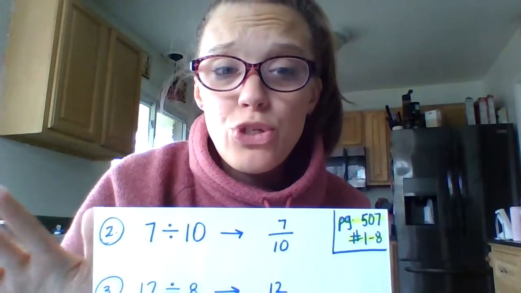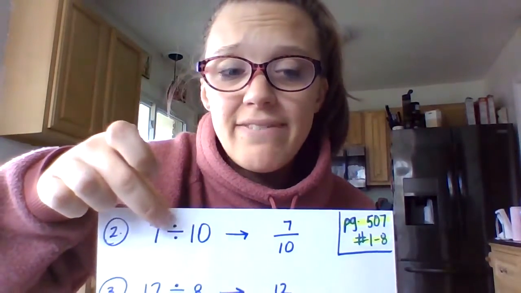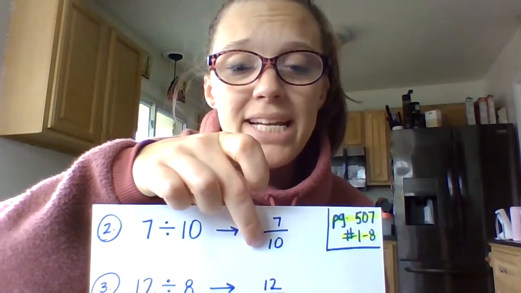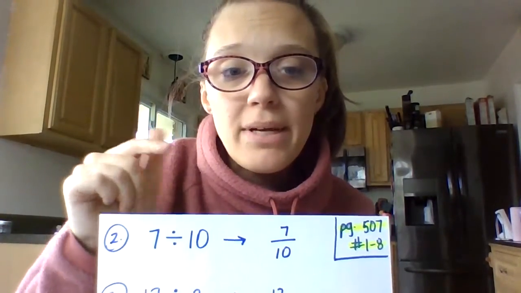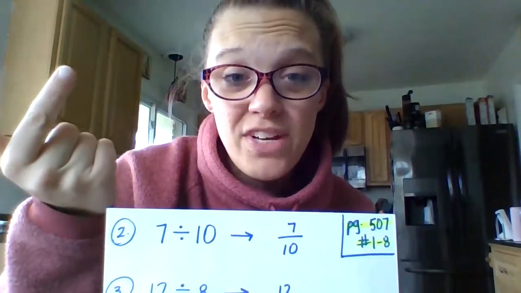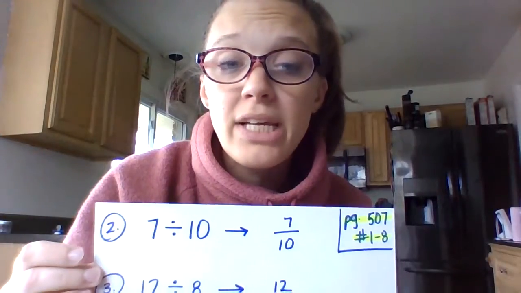So the answer to number 2 is just straightforward. 7 divided by 10, written as a fraction, is 7/10, 7 divided by 10. As long as you keep thinking about that fraction line between the numerator and denominator as a signal for division, then today's lesson should be pretty easy for you.